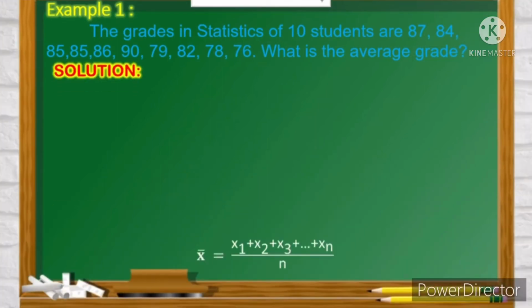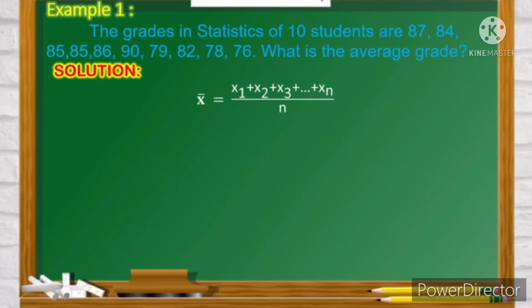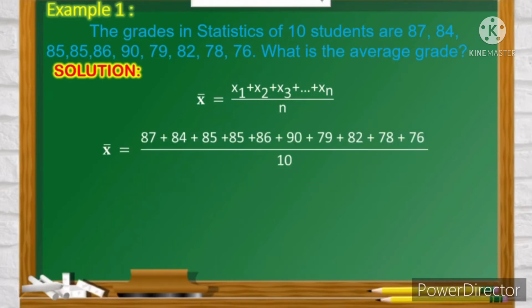For our solution, using the formula and substituting the values in the formula, we will get bar x is equal to 87 plus 84 plus 85 plus 85 plus 86 plus 90 plus 79 plus 82 plus 78 plus 76 all over 10 because we have 10 values.